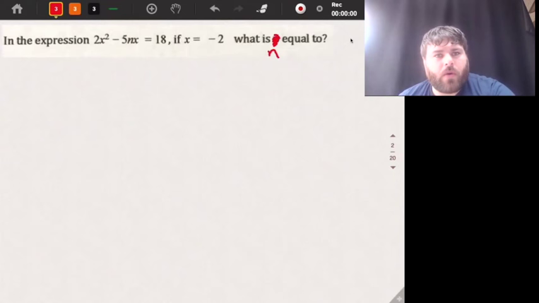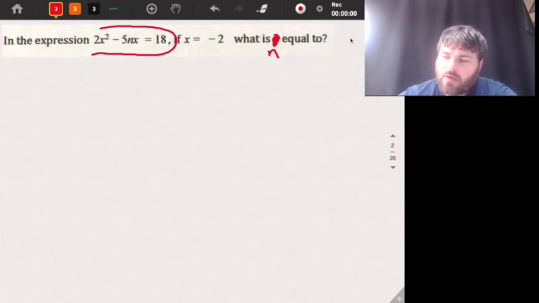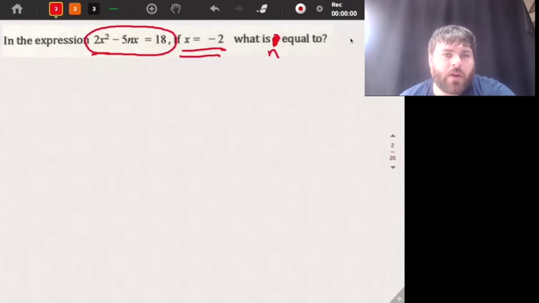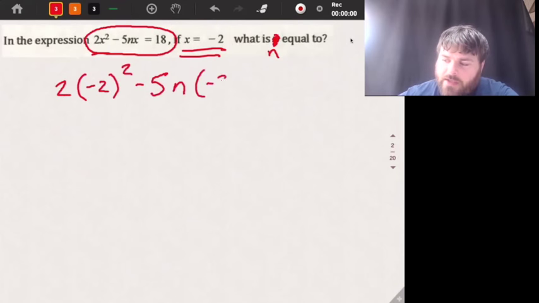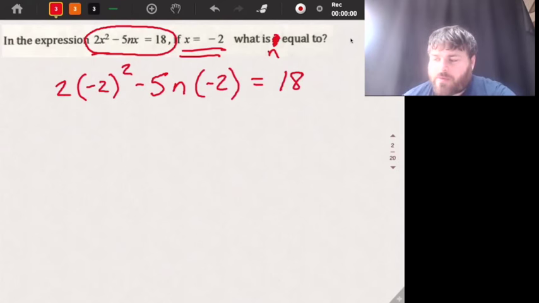All right, so is this an equation or an expression? This is actually an equation, okay? But they're going to treat it sort of like evaluating, since they give us the value of the variable. So anytime you know the value of a variable, you always plug it in. So that's the first thing you should do. So 2 times x, and since we know x is -2, I'm going to go ahead and plug it in. 5n times x, which is -2, equals 18, okay? So I'm sort of evaluating.